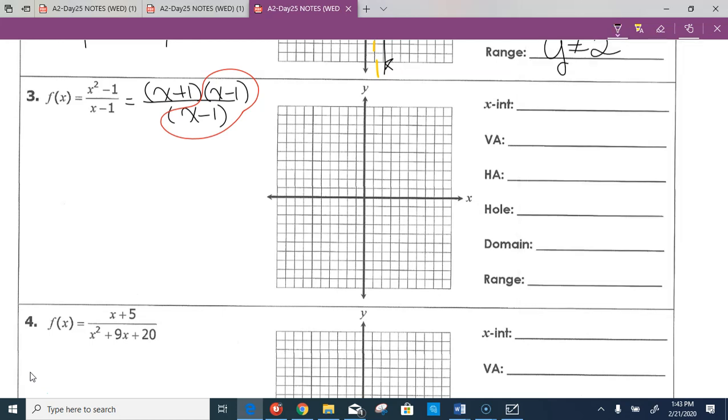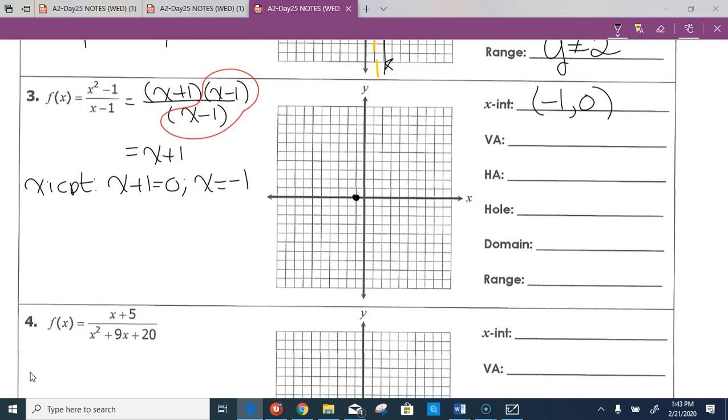So let's go on now. To find my x-intercept, well actually, what remains here is just x plus 1. To get my x-intercept, I set what remains equal to 0. So x plus 1 equals 0. What number plus 1 would equal a 0? Well, x would have to be a negative 1. So when x equals negative 1, I have a 0 value, or an x-intercept. And that would be at this point right here.